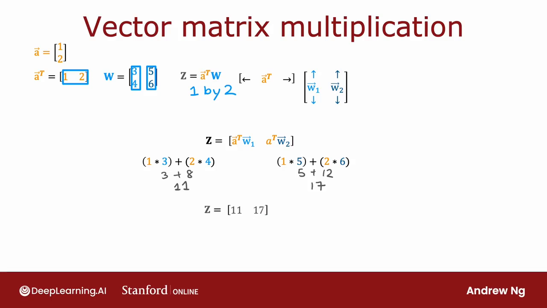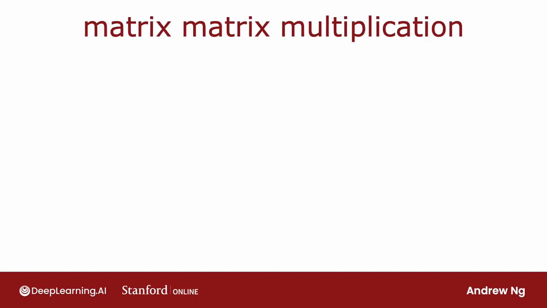Now, just one last thing, and then that'll take us to the end of this video, which is how to take vector matrix multiplication and generalize it to matrix multiplication. I have a matrix A with these four elements. The first column is 1, 2, and the second column is -1, -2. And I want to know how to compute A transpose times W. Unlike the previous slide, A now is a matrix rather than just a vector.